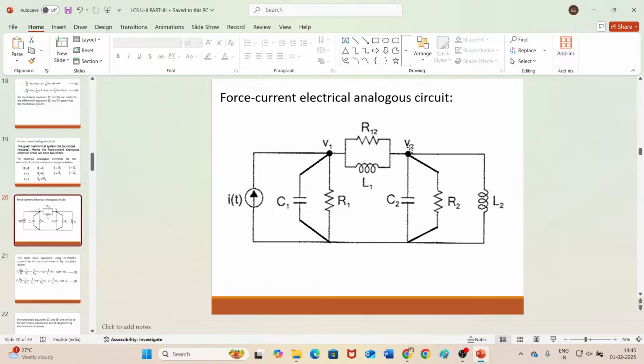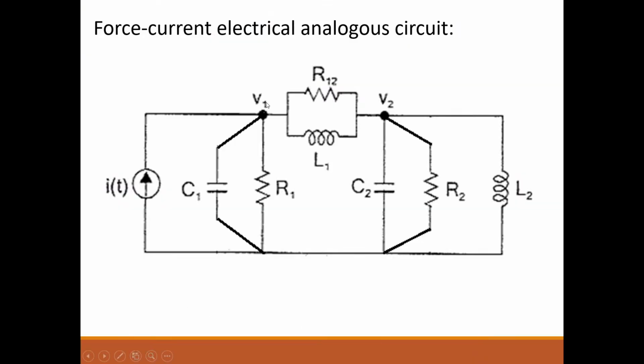Now go to node 2, that is mass 2. This is node 1, this is node 2. Node 2 means mass 2. There is no applied force at mass 2, only opposing forces. So what are the opposing forces at mass 2? M2. So connect C2 to node 2.